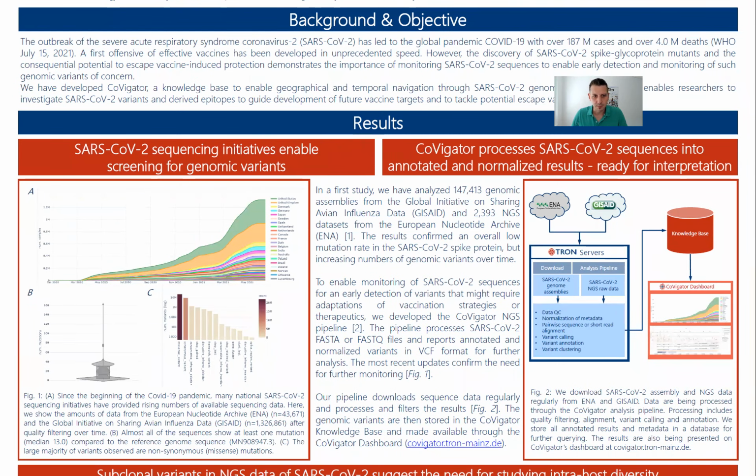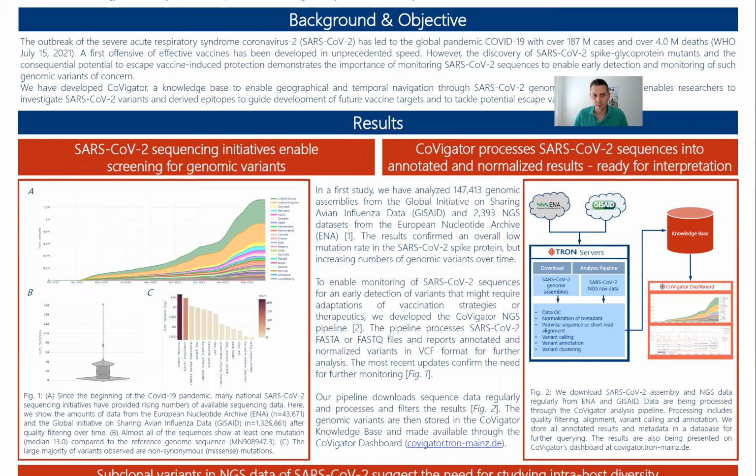with an NGS pipeline that can be accessed open source in our GitHub repository. With that, we processed around 1.3 million genome assemblies from the Global Initiative on Sharing Avian Influenza Data and over 43,000 NGS data sets from the European Nucleotide Archive. All of the data have been made publicly available by various SARS-CoV-2 sequencing initiatives. Almost all of the samples that we analyzed show at least one mutation from the reference genome, with a median of 13 mutations per genome.